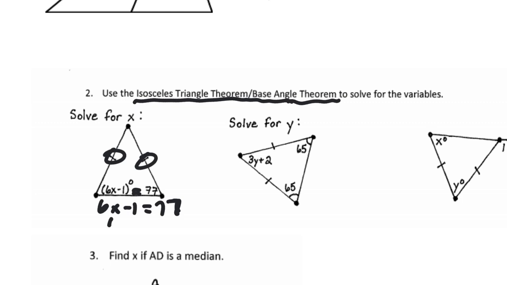Now when I solve this, I have 6x, I add 1 to both sides, so that makes this 78. And x is equal to 13. And that's all. Again, all we're doing is solving for the variables. This one's solved for y.